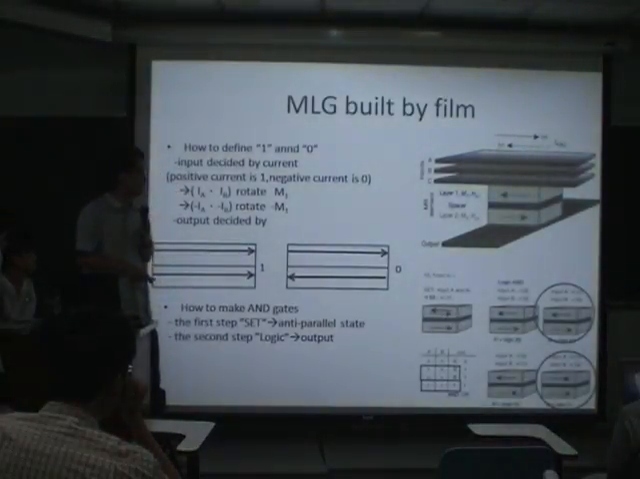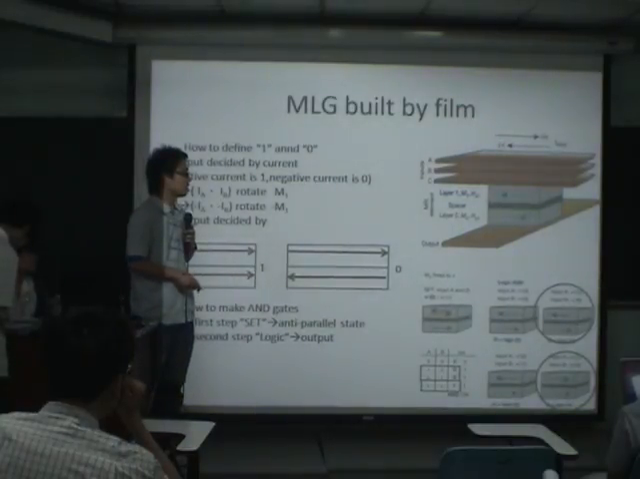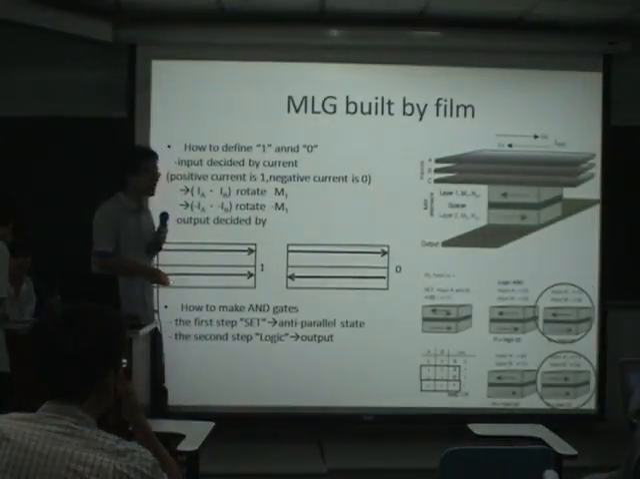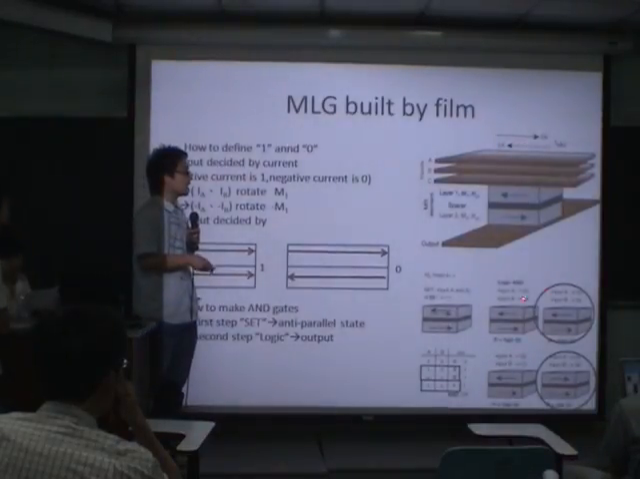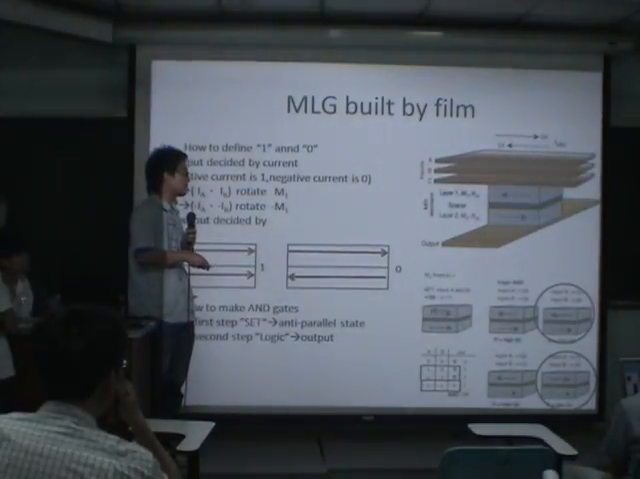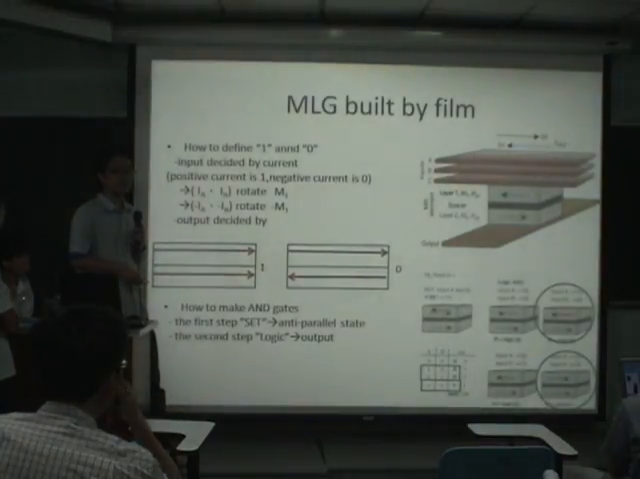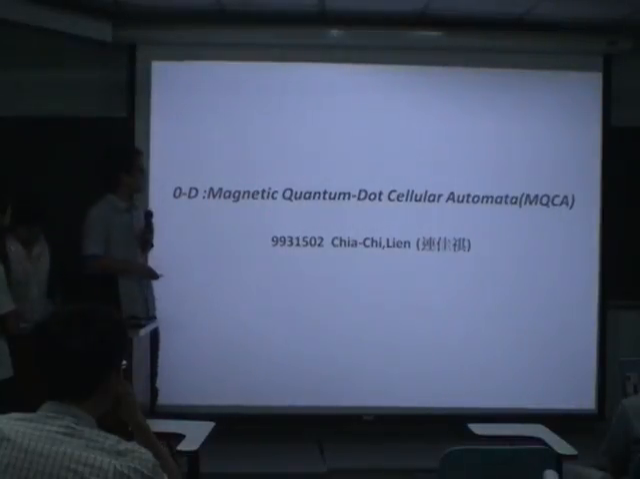For instance, when both inputs are positive currents, that is, both inputs are 1, they can rotate N1 to be positive, like this. So the final state is parallel state. The output is 1. Besides, if the inputs are 1 and 0, they can't rotate N1. So it's still the anti-parallel state. The output is 0. So the result is the same as NAND gates. Later, my group member will introduce the rest.